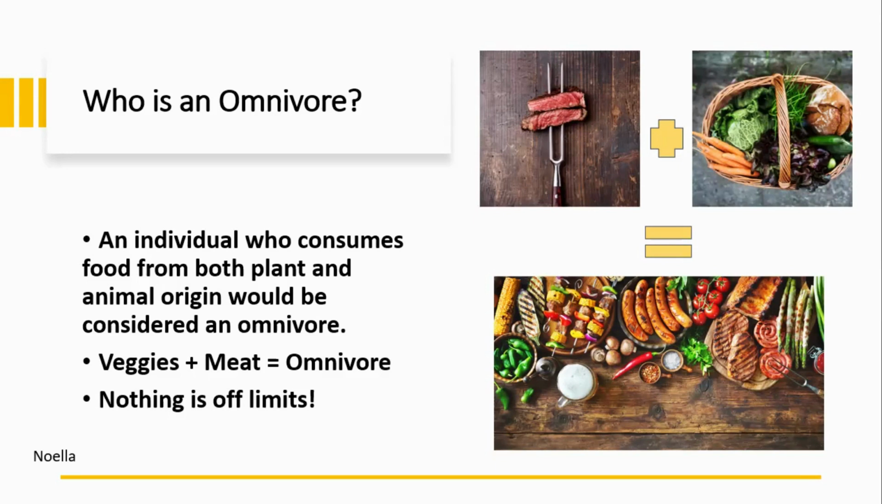An omnivore is an individual who consumes food from both plant and animal origin. They could eat meat, veggies, fruits, everything. Nothing's off limits when it comes to an omnivore.